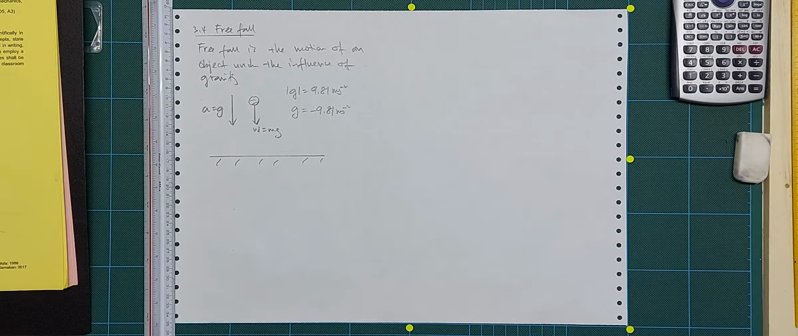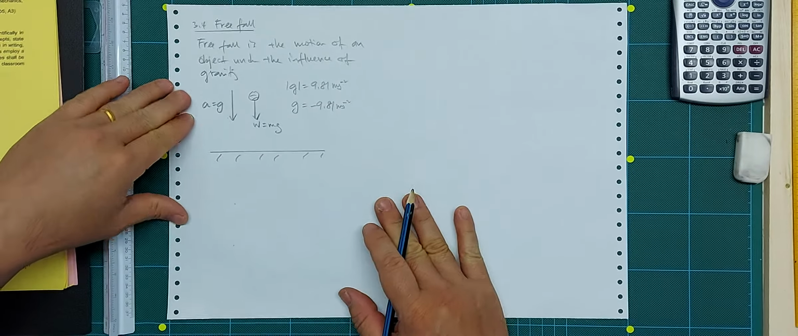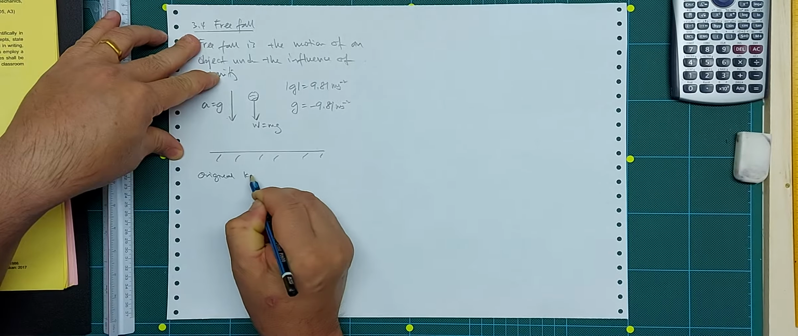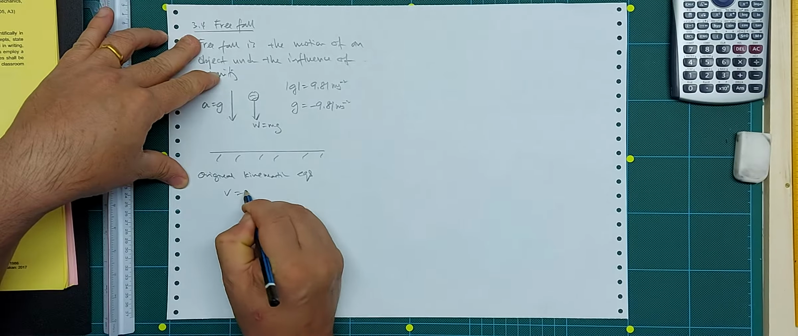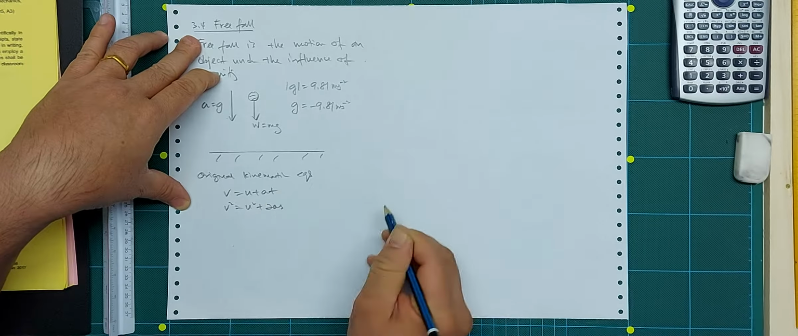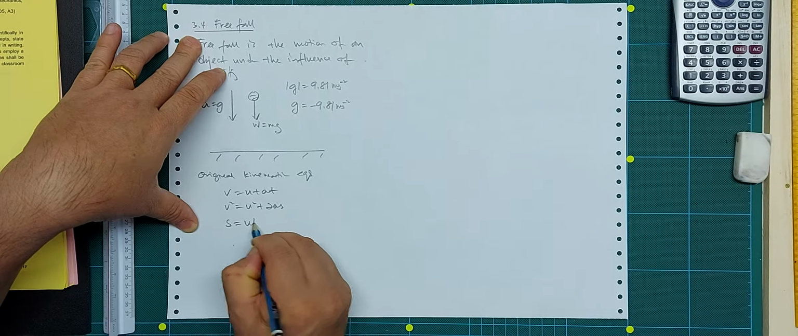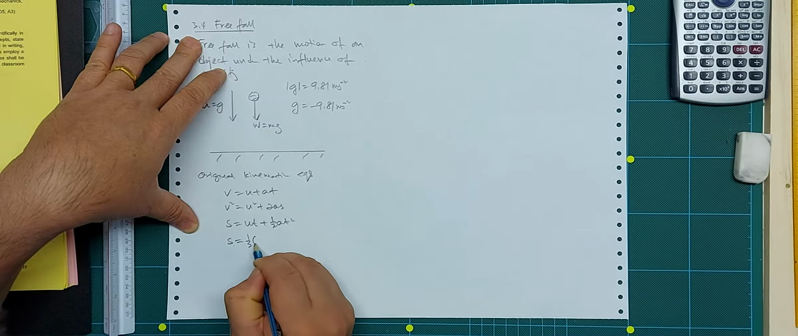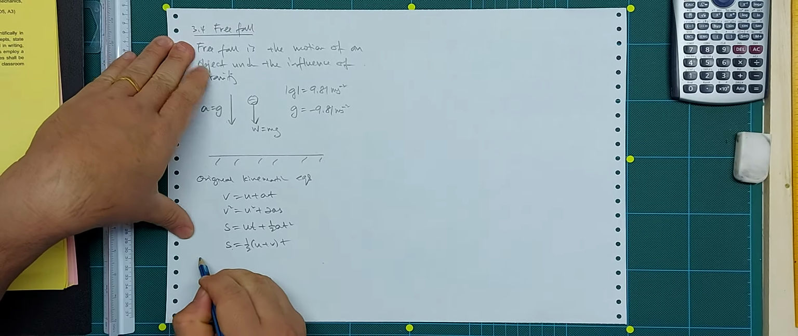Okay, so we're going to use the same kinematic equations. Our original kinematic equations are like this: v equal to u plus at, v squared equal to u squared plus 2as, and then s equal to ut plus half at squared, and s equal to half (u plus v) times t.